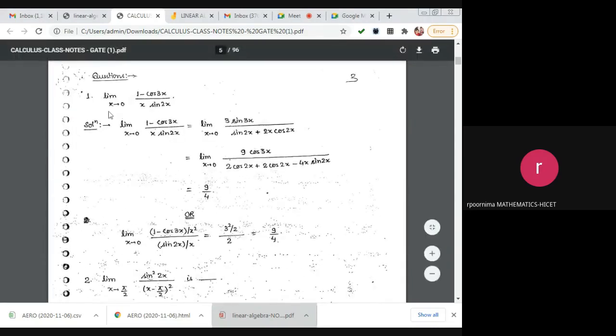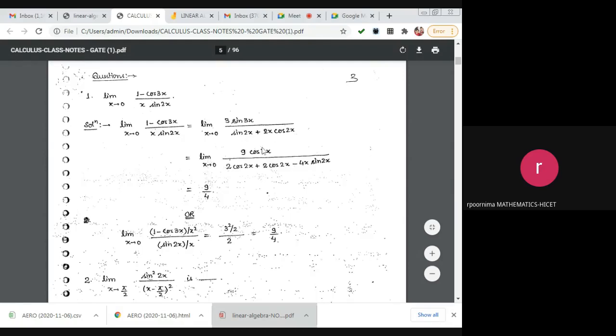Next question. Limit x tends to 0 of 1 minus cos 3x by x into sin 2x. So the solution: limit x tends to 0 of this. If you substitute, you will get an indeterminate form, so you can apply L'Hospital's rule, f dash of x by g dash of x. The differentiation of 1 minus cos 3x is 3 sin 3x. Differentiation of x sin 2x is by the uv method: u dash v plus u into v dash. So sin 2x plus 2x into cos 2x.